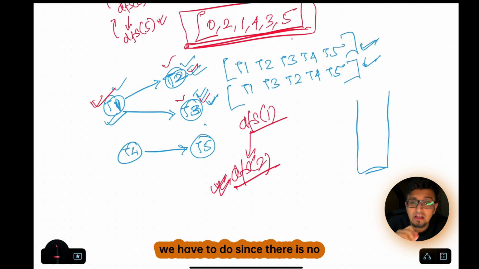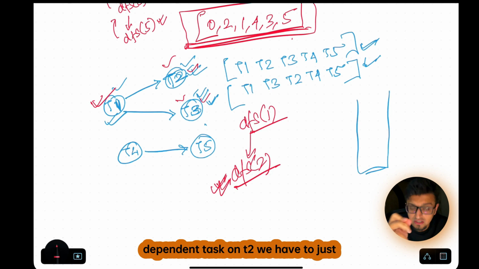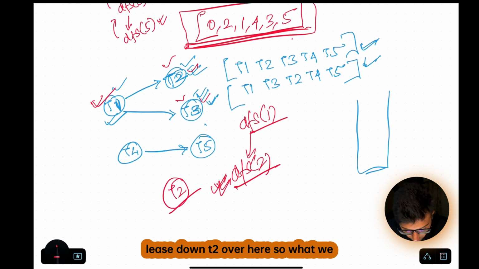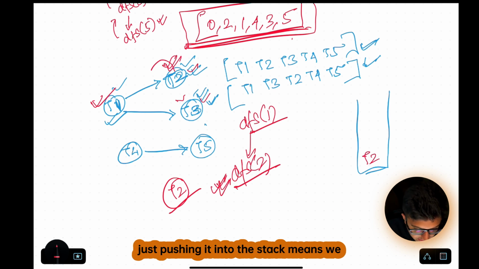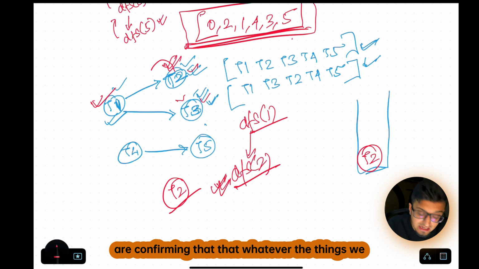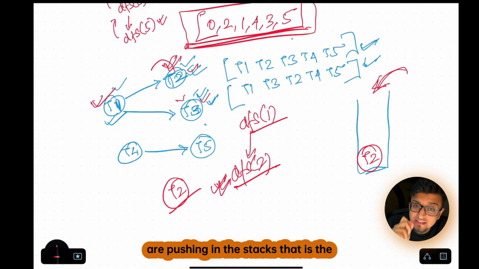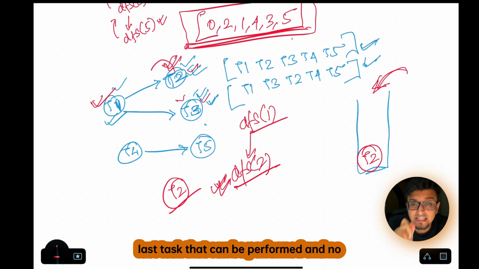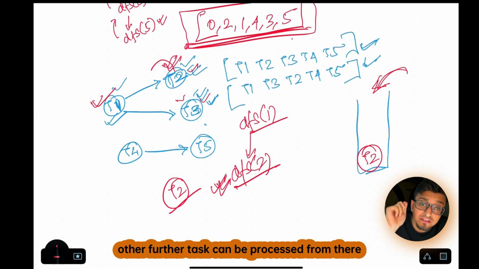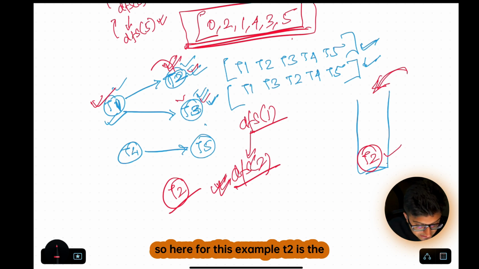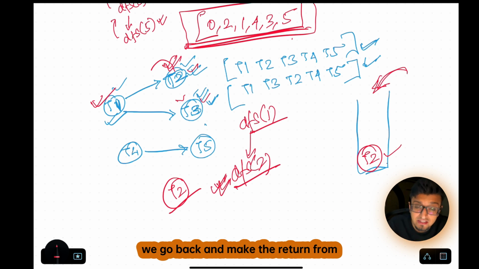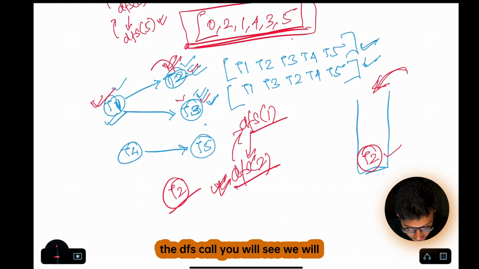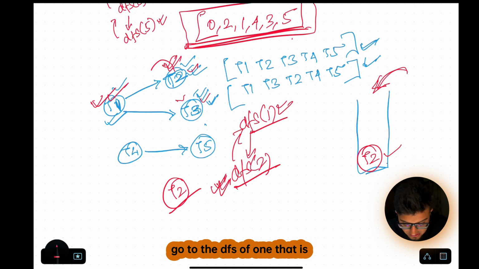Since there is no dependent task on T2, we just list down T2 here. Before returning from T2, we push it into the stack. This confirms that whatever we push into the stack is the last task that can be performed, and no other further task can be processed from there. So for this example, T2 is the last task that can be performed. Now, if we return from the DFS call, we go back to DFS of 1, over here.